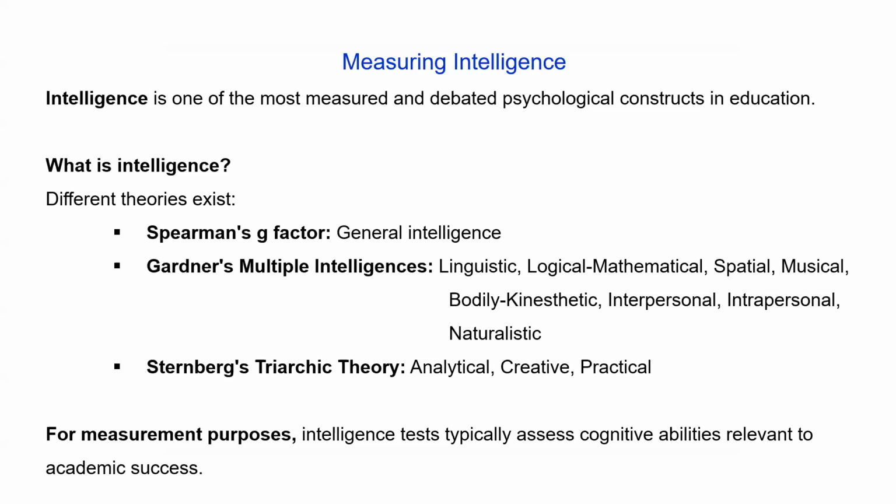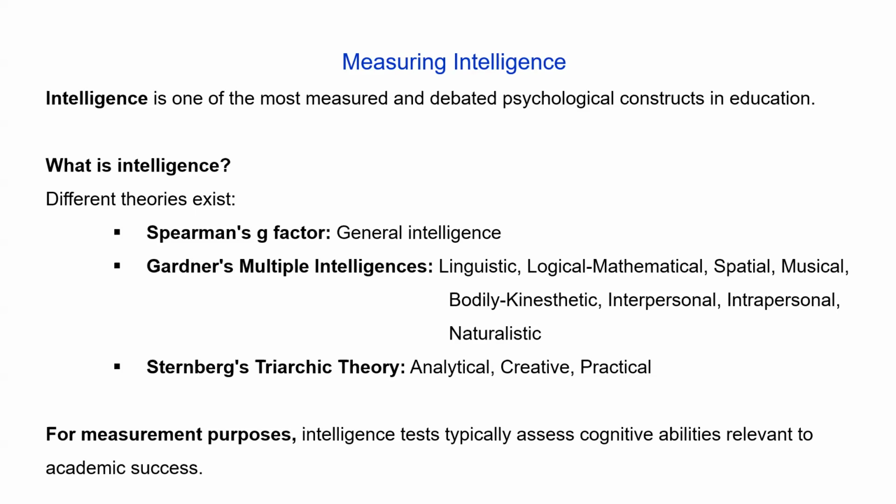In a simple way, we can say intelligence is one of the most measured and debated psychological constructs. Already I told you what a psychological construct is. There are different theories; you can search them on Google or the web. They explain what intelligence is.